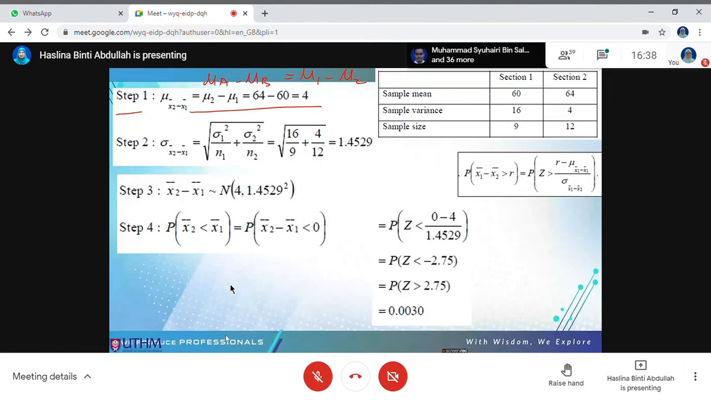So, mu2 minus mu1 is equal to 4. Mu2, the value is 64 and mu1 is equal to 60. Okay, settle for step 1.